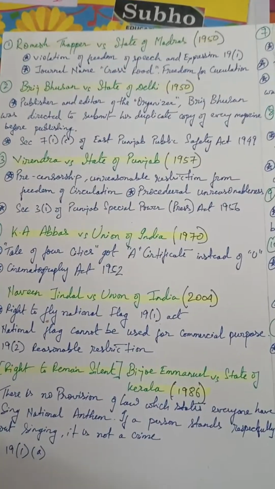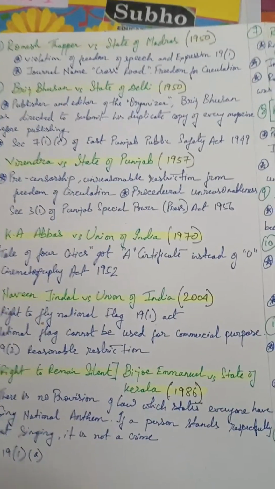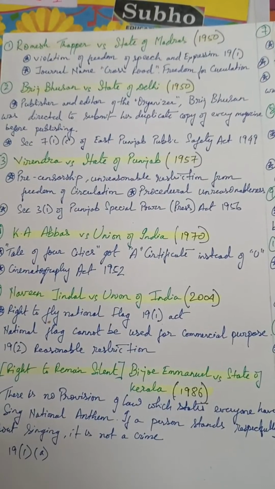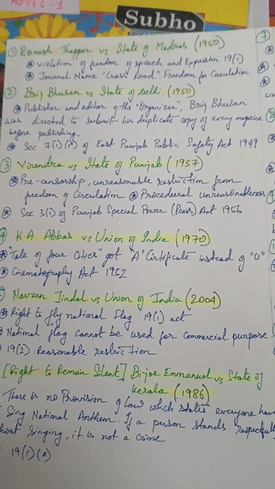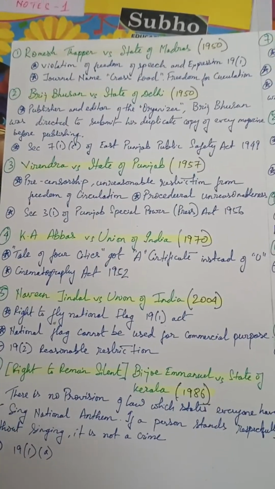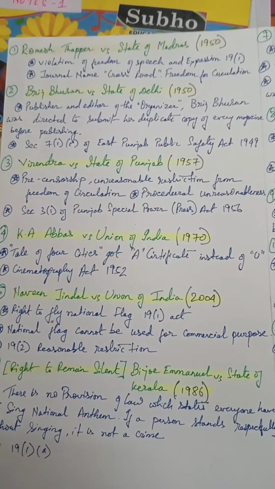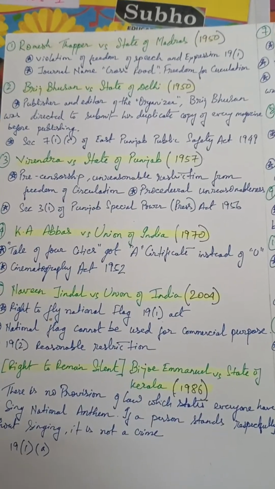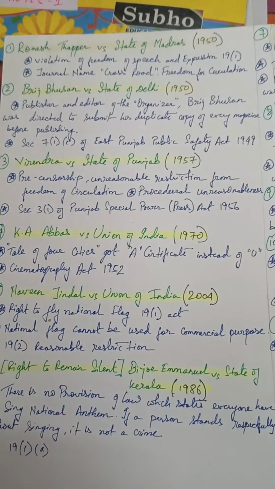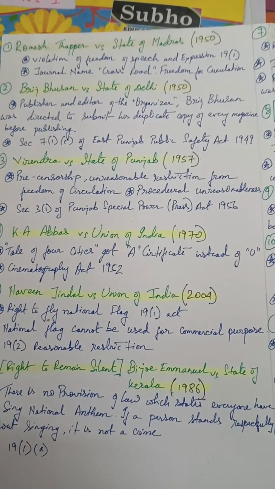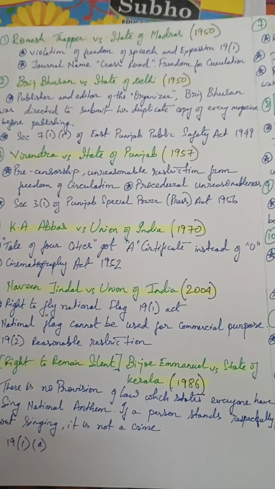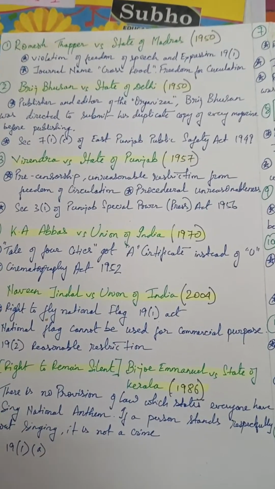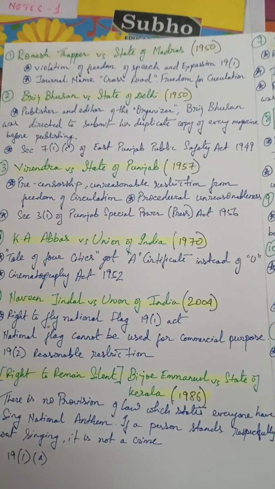Now the next landmark case we will be studying is Brij Bhushan versus State of Delhi. Same thing, it was also in 1950. So what was the issue? It was under section 7(1)(c) of the East Punjab Public Safety Act. The Chief Commissioner of Delhi directed the weekly Organiser to submit pre-publication copies of all communal news and views about Pakistan for scrutiny, a form of prior censorship.